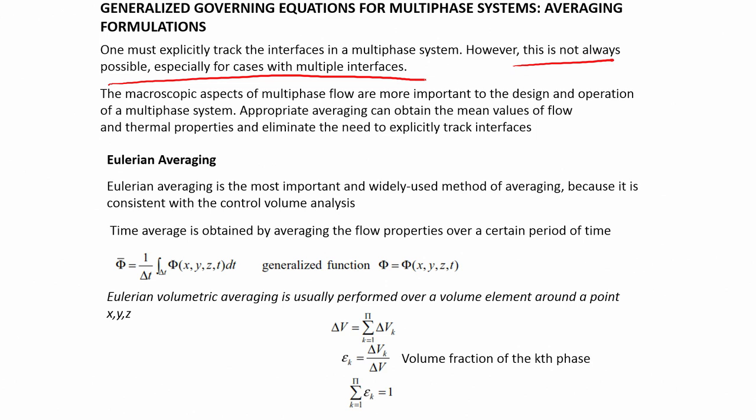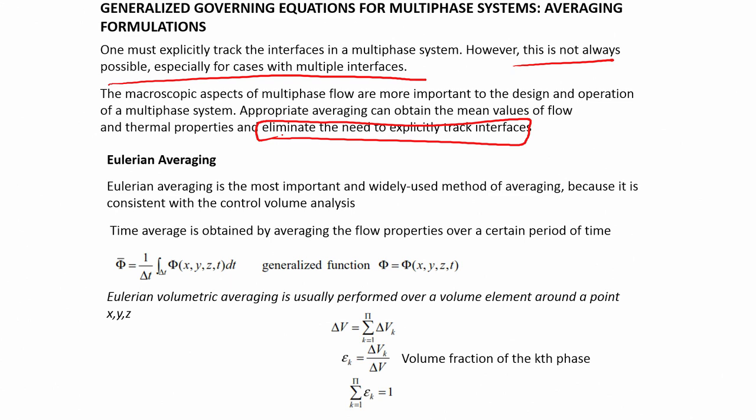But however, macroscopic aspects of the multi-phase flow may be more important for the design and operation of a multi-phase system. So, you may not need all those information. So, if you can on the other hand develop some kind of averaging techniques which gives you the mean values of the flow, the thermal properties, and eliminate the need to explicitly track the interfaces, then that would be a great thing to have, that would be a great tool to have. Okay.